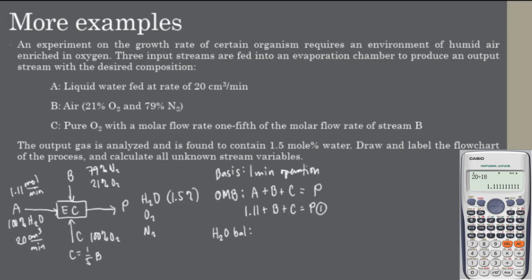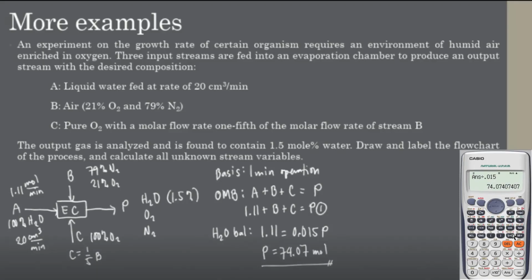This 1.11 moles coming from stream A is equal to 0.015 times P. That's because stream P contains 1.5 mole percent water. From this tie component balance, you can see that we are already able to solve for P. That's simply 1.11 divided by 0.015. The value of P is 74.07 moles.